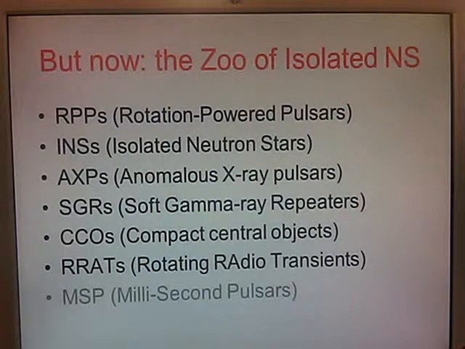And then there are anomalous X-ray pulsars and soft gamma ray repeaters. You'll see that those two are very similar to each other and may in fact be different sides of the same coin, so to speak, or at least different evolutionary stages perhaps of the same object. And there are CCOs, compact central objects, and rotating radio transients. These are all basically different degrees of what happens to a neutron star, presumably in these supernova remnants.